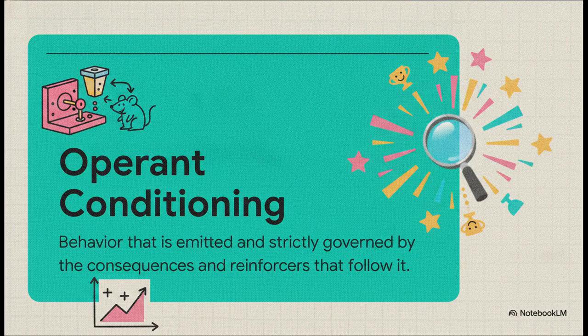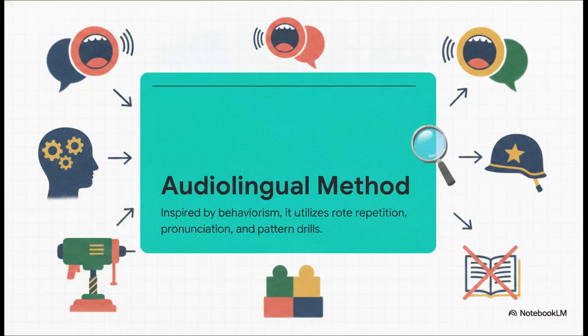His whole thing was that human behavior is heavily governed by consequences. Specifically, if you reward an action with a positive reinforcer, you strengthen it, making it way more likely to happen again. And here's why that matters for us. That massive focus on physical repetition and building habits directly gave birth to the audiolingual method, or ALM. You might know it as the old Army method from World War II. ALM totally ditched explicit grammar rules and instead went all in on intense pattern drills, rote repetition, and immediate rewards to literally build physical language habits.